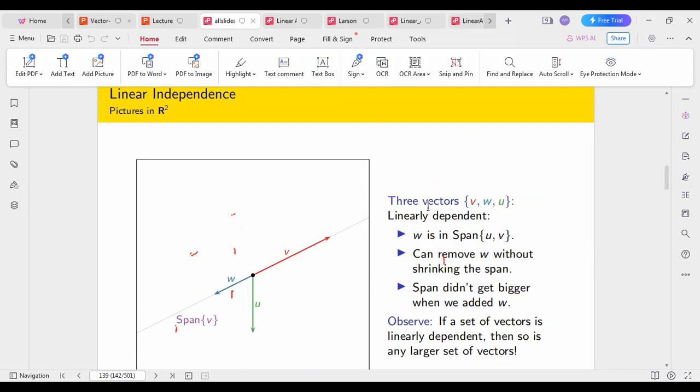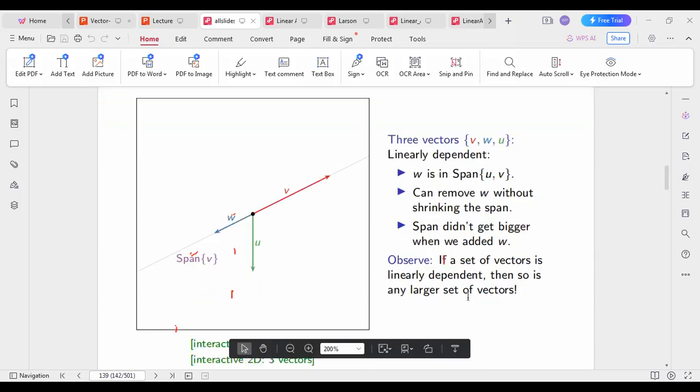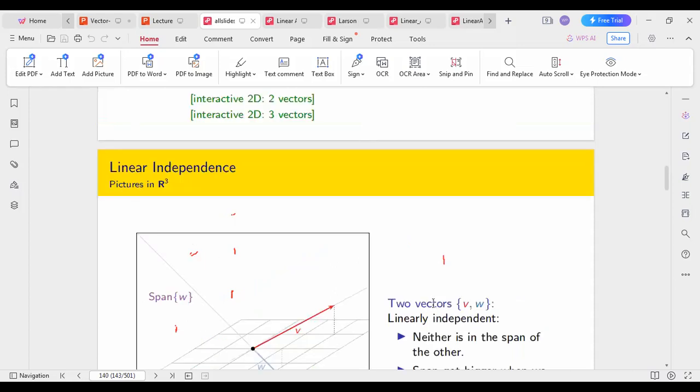Similarly, in R2 space, the three vectors B, W, U are linearly dependent if W is in the span of B, U, and we can remove W without shrinking the span. The span did not get bigger when we add W. And if a set of vectors is linearly dependent, then so is a larger set of vectors.